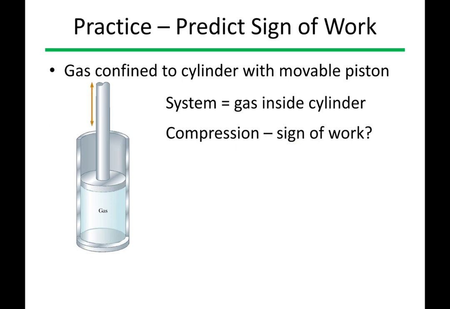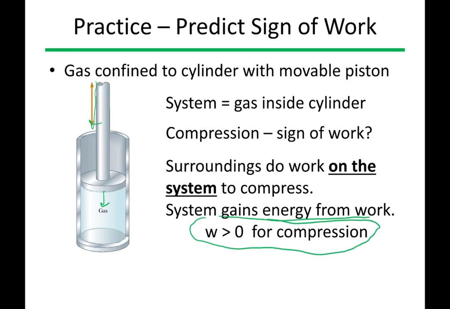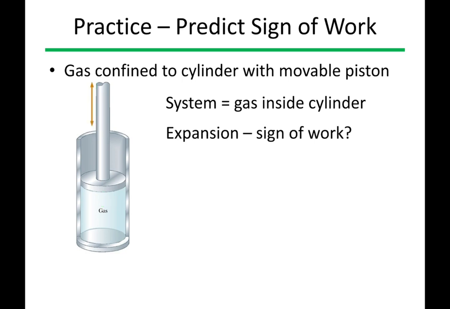If we think about this, we have our gas inside the cylinder. The surroundings, in this case the piston and everything else, are going to be compressing the gas. So that's fighting against the pressure, squeezing them in. That would be adding energy to the system. If we're adding energy to the system, that means the internal energy is going up. And so that implies that the work is going to be positive. And generally speaking, if our system is a gas, our work is going to be positive whenever we compress that gas.